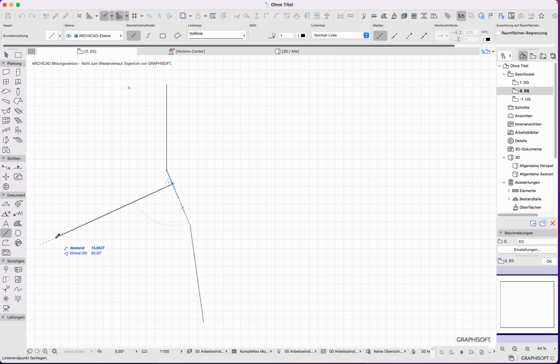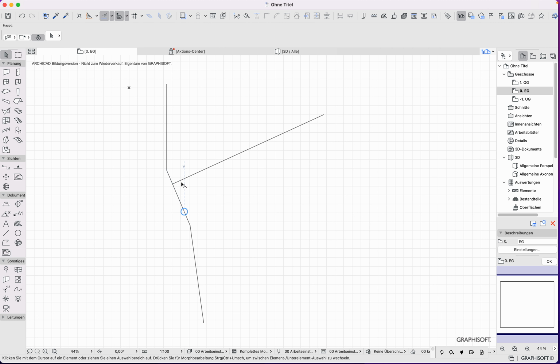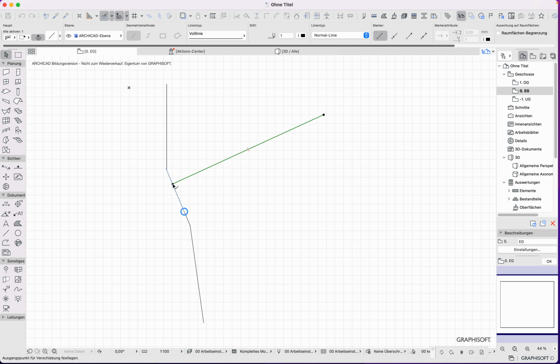Perpendicular this way. Perpendicular. No. Here. I shouldn't have divided it. Okay, go back. It's the same point.